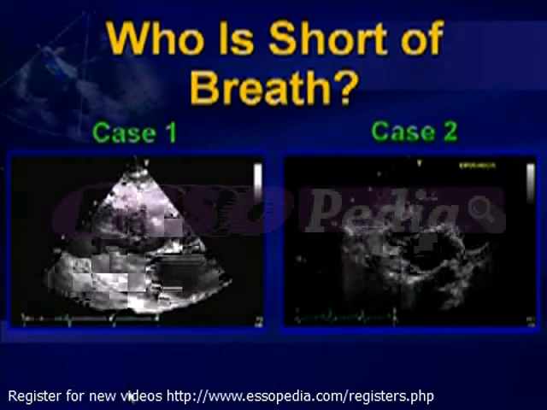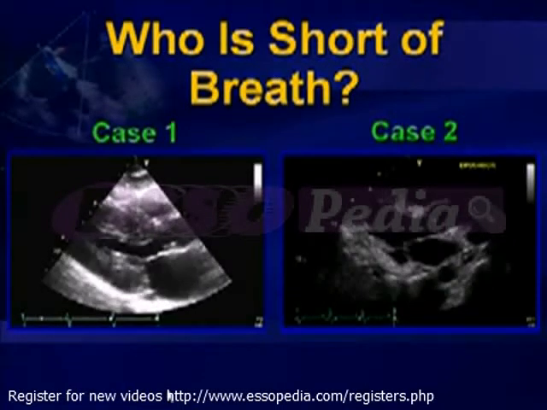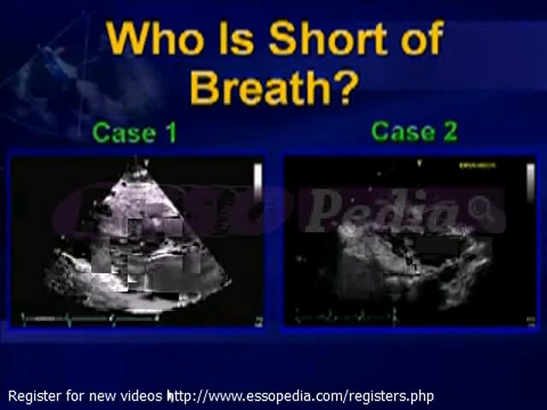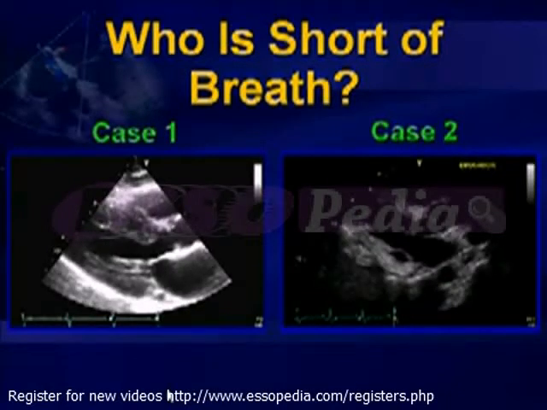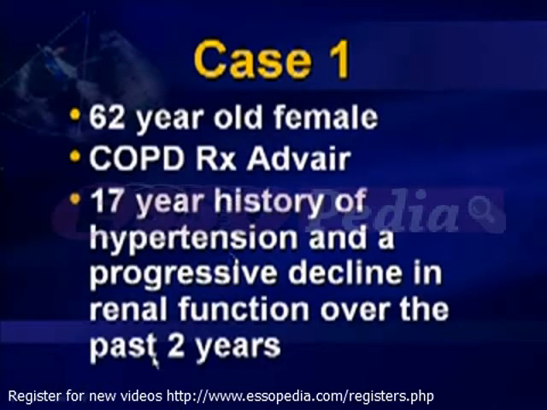Now I'd like to share with you 2 cases. Both of these individuals presented with the clinical syndrome of heart failure. They both received therapeutic intervention. One remains symptomatic, and the other feels much better. Now, case number 1 is of a 62-year-old woman. She has COPD, being treated with Advair. She's had a long-standing history of hypertension and has noted a progressive decline in her renal function over the past 2 years.